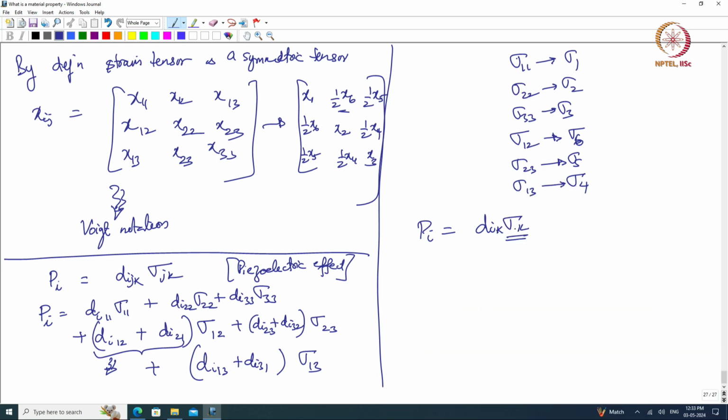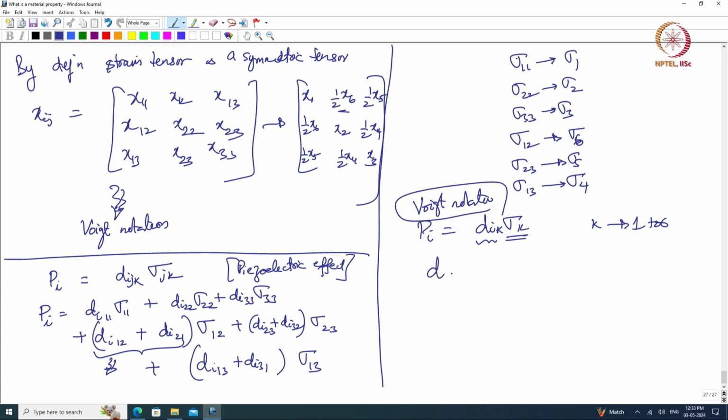So, I am writing a second rank tensor, d_ik is a second rank tensor, like sigma_k is a first rank tensor, except that k has an index that goes from 1 to 6. So, in the Voigt notation I want this equation to be satisfied.